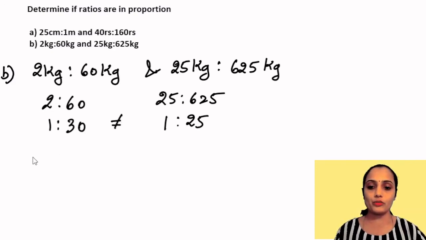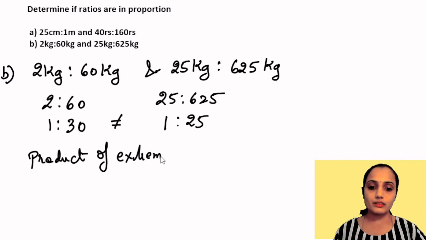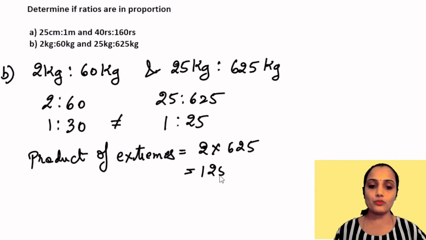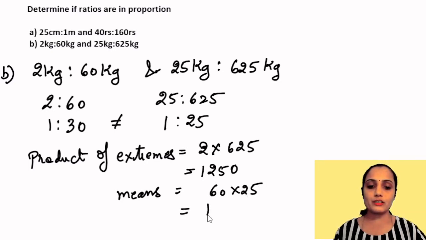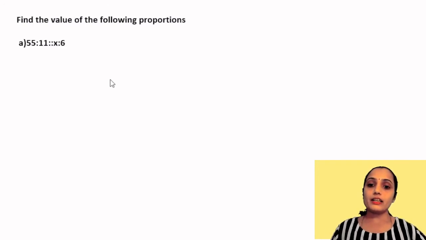Let's look at the second way of doing it. Product of extremes: 2 and 625 are the extreme numbers. 2 into 625 gives us 1250, and product of means gives us 60 into 25, which gives us 1500. So again, the same result: product of extremes is not equal to product of means, hence they are not in proportion. Now let's look at another example.